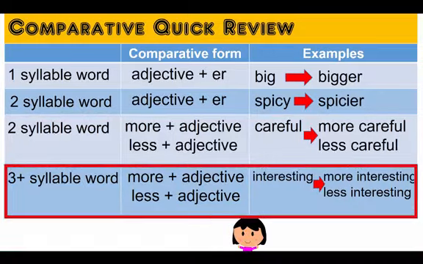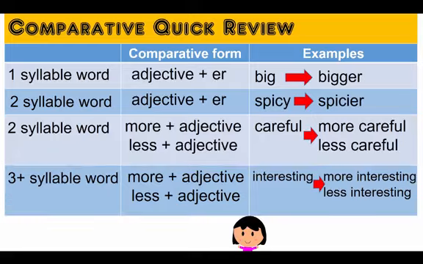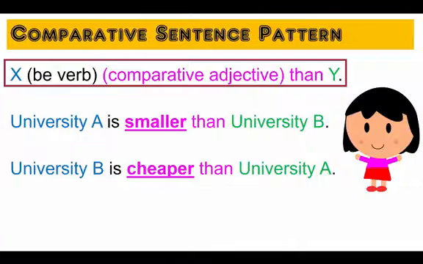If there are three or more syllables, you would also add more or less to the adjective. For example, interesting. It becomes more interesting or less interesting. Finally, this is how you form a basic sentence pattern. X, be verb, comparative adjective, then Y. I have provided two examples. University A is smaller than University B. University B is cheaper than University A.